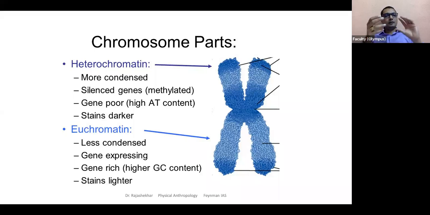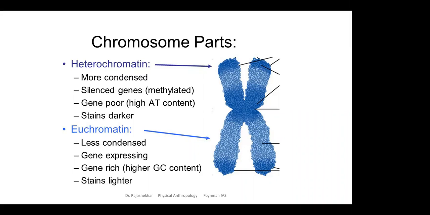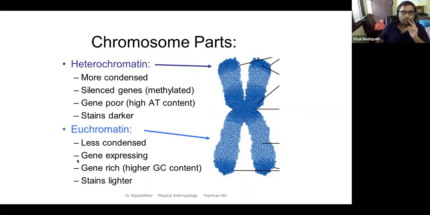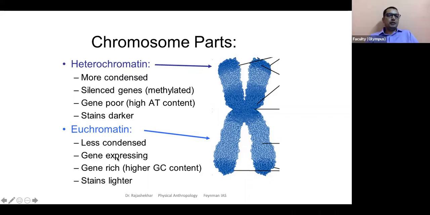Is it easier if it is condensed or if it is loose, less condensed? Which is easier? If it is loose, it is easy for them to access and read, correct? So which part of the chromosome will be better expressed? Euchromatin region or heterochromatin region? Expressed means which forms proteins easily. Euchromatin. So less condensed, more gene expressive. Here we find the genes that are expressing, that are active, normally in the euchromatin region.